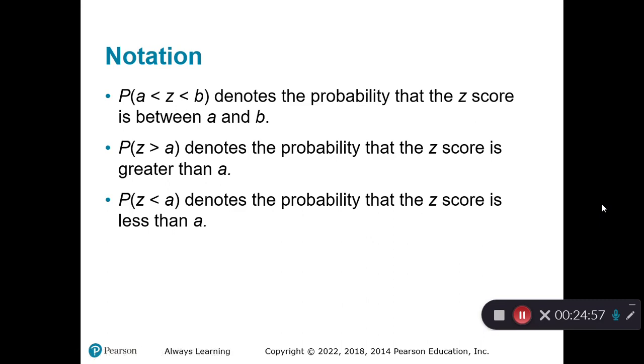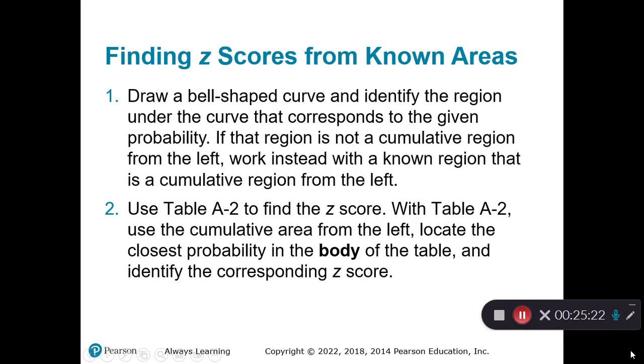Here's a quick review of some notation that may come up as you work through your practice. In the first case here, we have the probability that a z-score will fall in between two values. The second has the probability that a z-score will be greater than some value. And in the third case, we have the probability that a z-score will be less than some specified value.